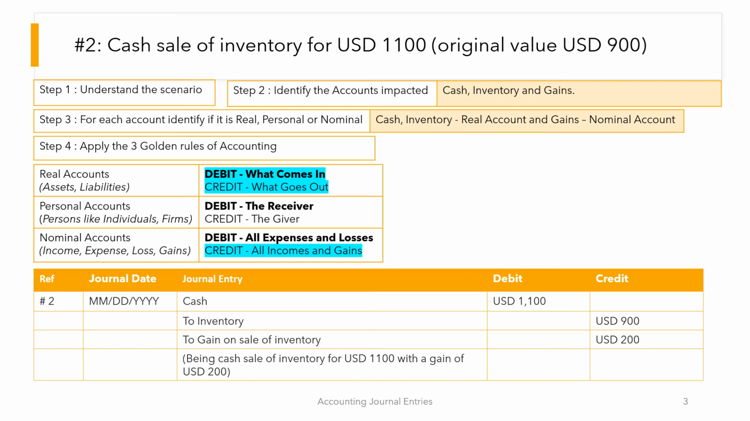Let me just repeat. It's cash debit 1100, to inventory 900, and to gain on sale of inventory 200. And the narration being: cash sale of inventory for USD 1100 with a gain of USD 200.